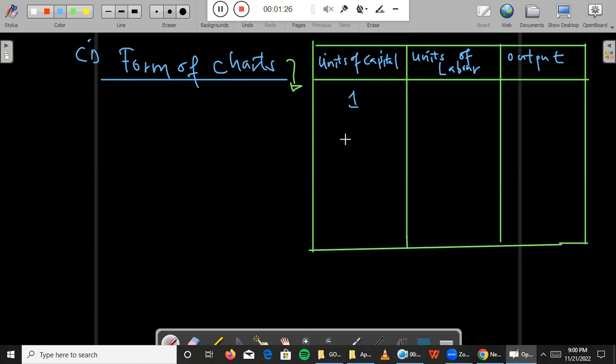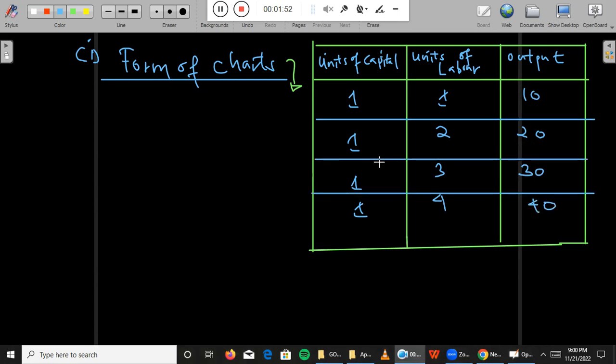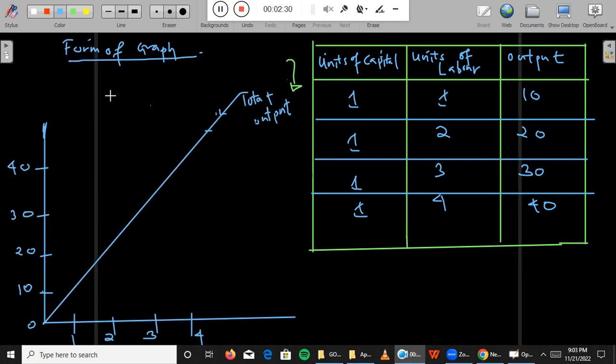Let's observe the first way of representing the production function, that is the form of charts. Suppose we have the units of capital, the units of labor, and the resulting level of output. The unit of capital is constant at 1, units of labor are 1, 2, 3, and 4, and the output is 10, 20, 30, and 40. So this is a simple illustration of how you can represent the relationship between the output produced and input using a table.